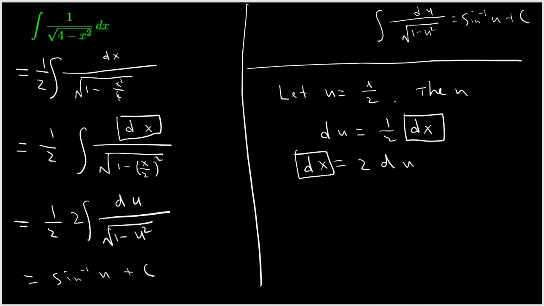Thus, the answer to the indefinite integral in terms of u. That's not the final answer. For the final answer, you need to return to x. Write the final answer in terms of x. I will squeeze the final answer in here. It's inverse sine of u, which is equal to inverse sine of half of x, and then plus c.